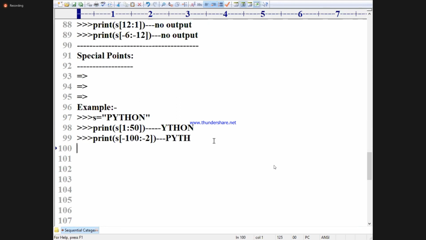Right. Next important point is print of S of 1. I will not specify the ending. See that? That's an important special point. Which one am I specifying? Begin index I am specifying, but which one am I not specifying? End index. If you don't specify the end index, it will start from 1 and go on taking the total number of characters.